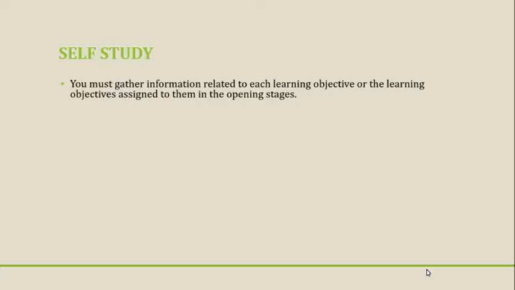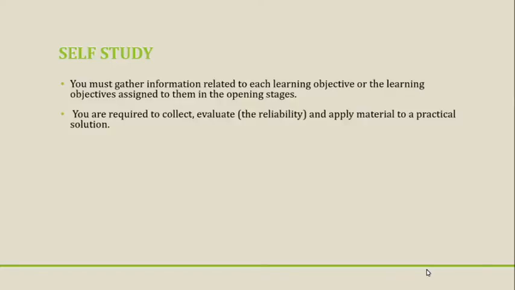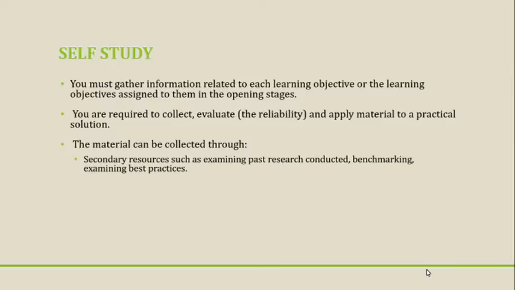Once the reflection is complete, you need to gather information related to each learning objective, or the learning objectives which have been assigned to you. You're required to collect, evaluate the reliability, and apply material to a practical solution. The material can be collected through secondary resources such as examining past research conducted, which is the literature or papers written, benchmarking against competitors or similar processes in your organisation, or examining best practices like white papers in professional organisations.